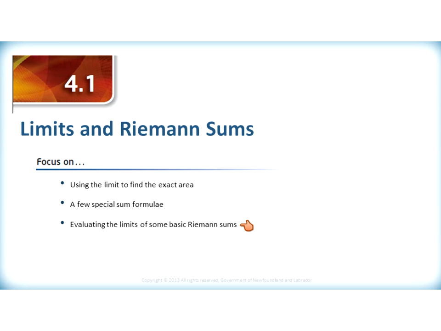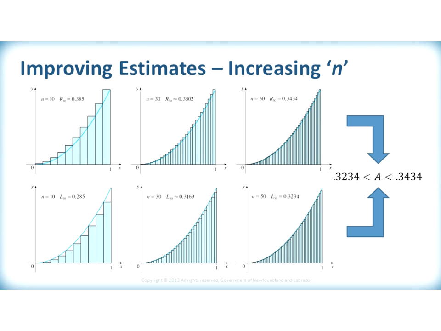Okay, so now that I've spieled on, let's get started. Let's think about the general idea of what's happening here. We're going to try to improve our estimates for areas. So we're going back to our old friend y equals x squared. That's the graph we have here, and all of these curves are y equals x squared.